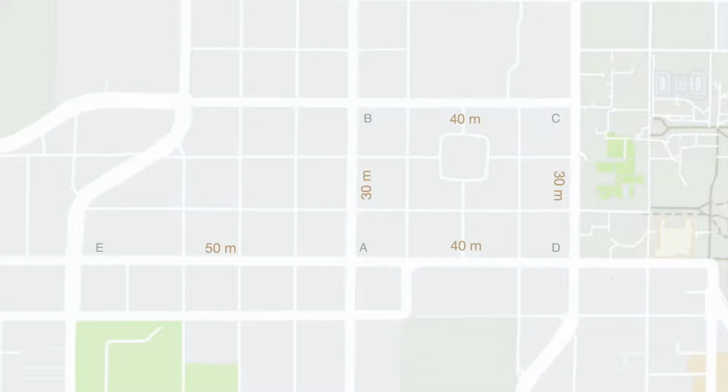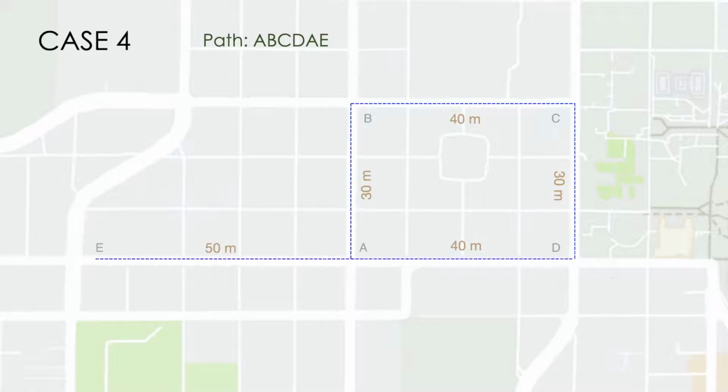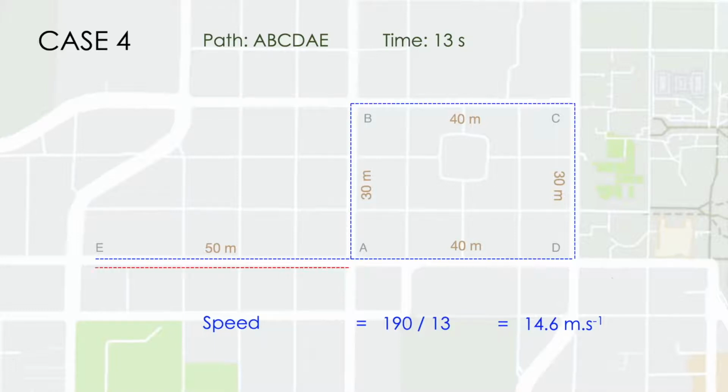And in our next example, we start from A, go around B, C, D and then go to E. And we do that in 13 seconds. Now here, the distance covered is 190 meters, and therefore the speed is equal to 14.6 meters per second. And the displacement is negative 50 meters because it is in the opposite direction, and therefore the velocity would be equal to minus 0.4 meters per second.